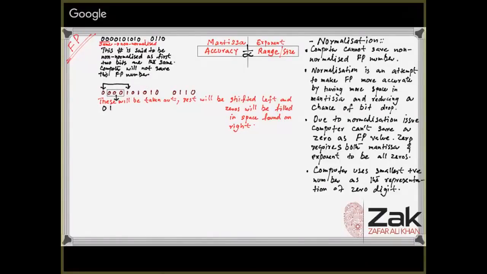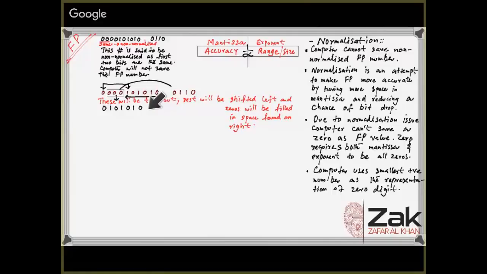Alright? 0 and 1. And then 0, 1, 0, 1, 0. These are original. So how many bits were originally there? 1, 2, 3, 4, 5, 6, 7, 8, 9, 10. And how many are these? 1, 2, 3, 4, 5, 6, 7. This way we found out how many spaces? 3. And these 3 spaces will be filled by 0. Okay? These bits are shifted, 3 spaces are found, and these 3 spaces will be filled by 0.